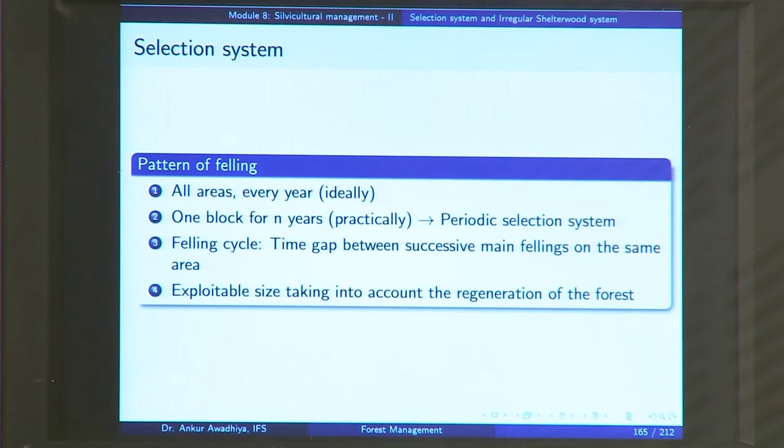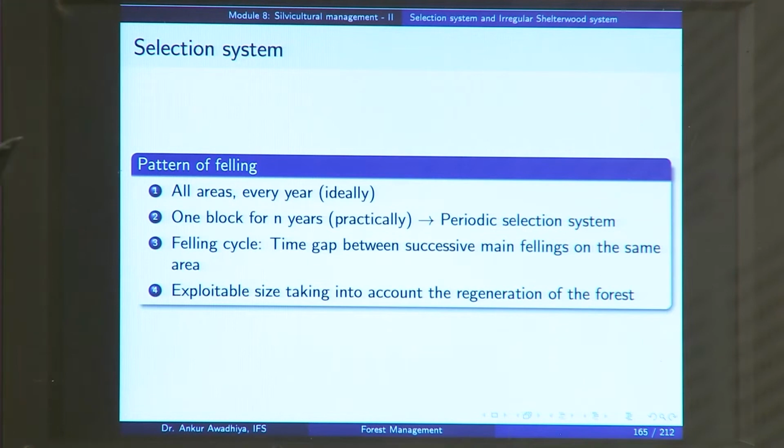You can even say that to work your first block you might require say 3 years. So, you will say that okay, I will visit the first block in years 1, 2 and 3. Then in the years 4, 5 and 6 I will only visit block 2. In the years 7, 8 and 9 I will visit block 3. In years 10, 11 and 12 I will visit block 4, and then in the years 13, 14, 15 I will again come back to the first block. So, this is a periodic selection system, which is a modification of the ideal selection system.